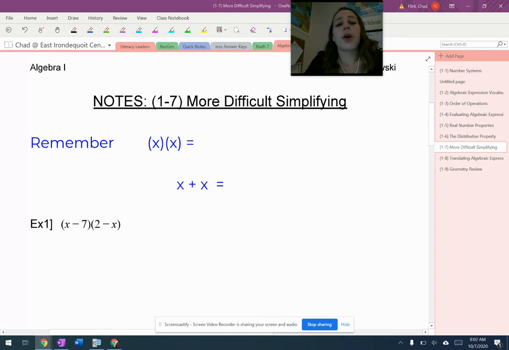So, notes 1-7 today, more difficult simplifying. So this is still just simplifying stuff similar to what we did in 1-6 with that distribution and all that fun stuff, just a little bit more of it.